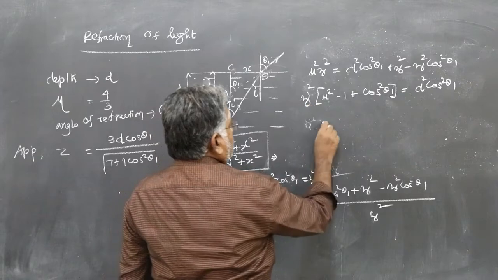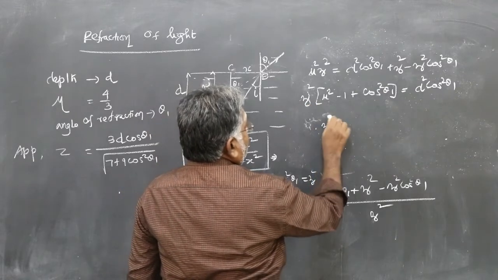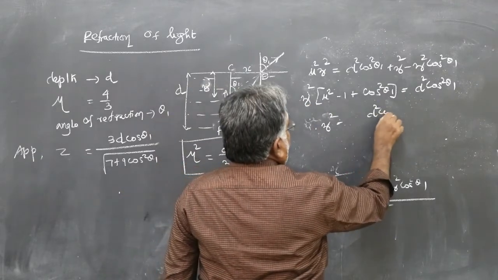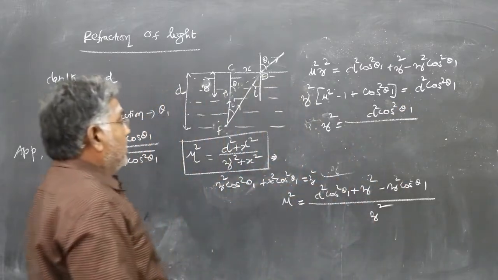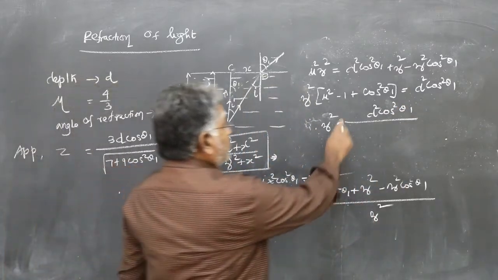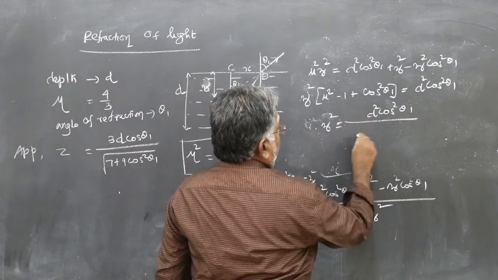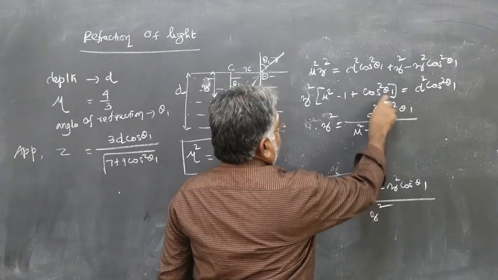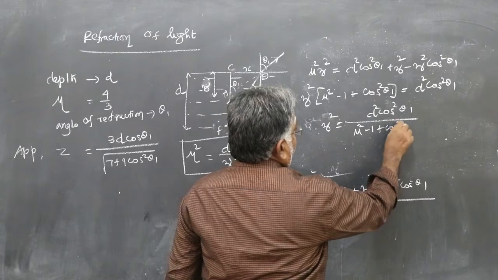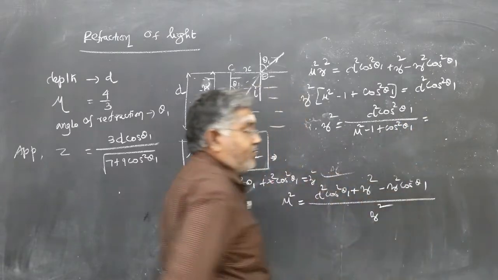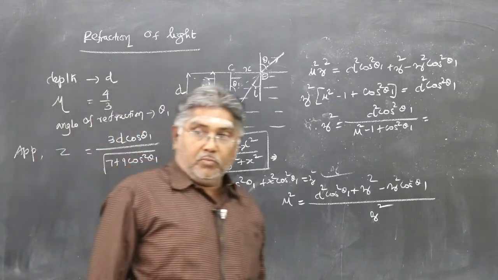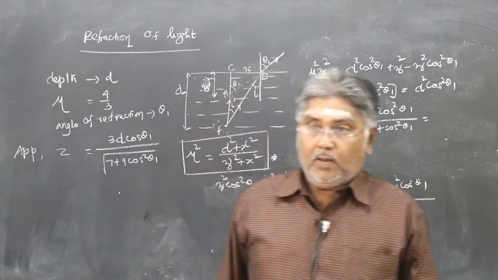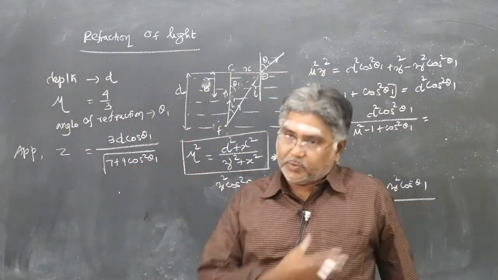So z square is d square cos square theta 1 by mu square minus 1 plus cos square theta 1. Don't forget that mu is 4 by 3. Substitute and simplify.